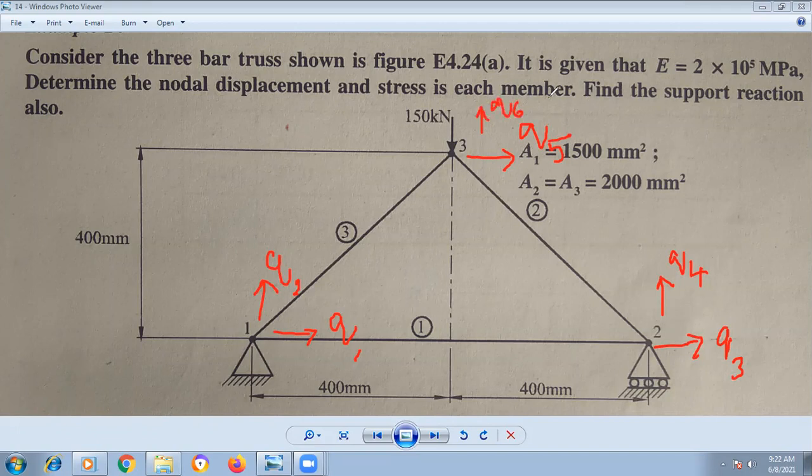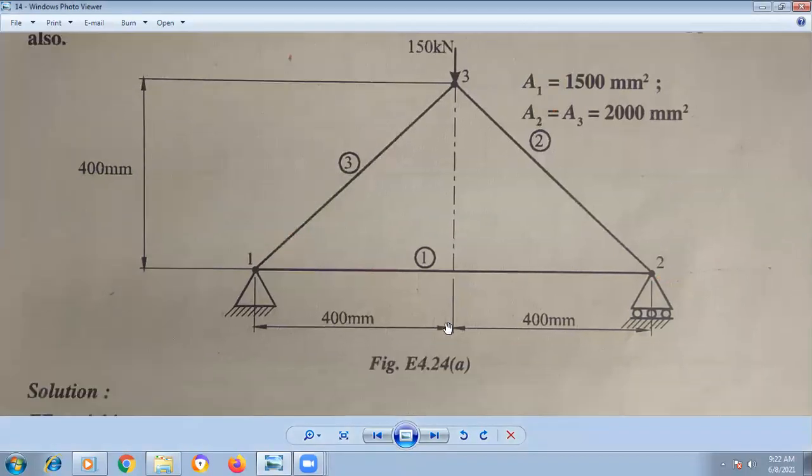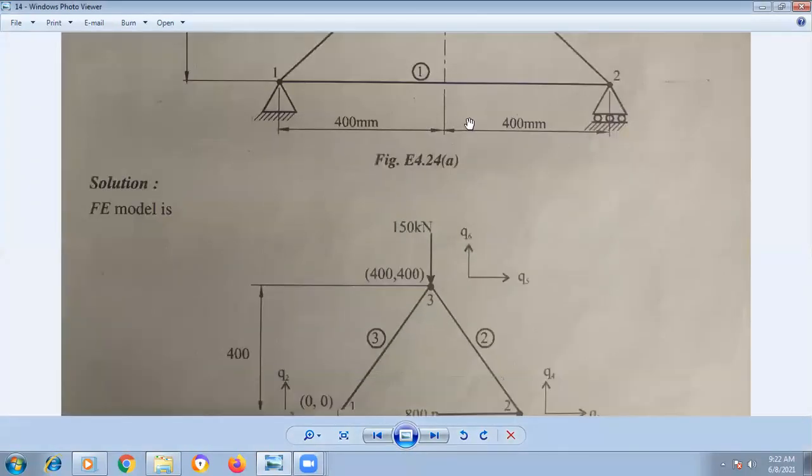Now the forces given here: at node 1 there is no force, F1 and F2 equal to 0. At node 2 there is no force, F3 and F4 equal to 0. At node 3, F5 is 0, there is no horizontal force. Vertically there is a force of 150 kilonewton acting in the downward direction. This is F6. F6 equal to minus 150 into 10 raised to 3 Newton. So the first step, whenever you are starting a finite element problem, is to write the finite element model for it.